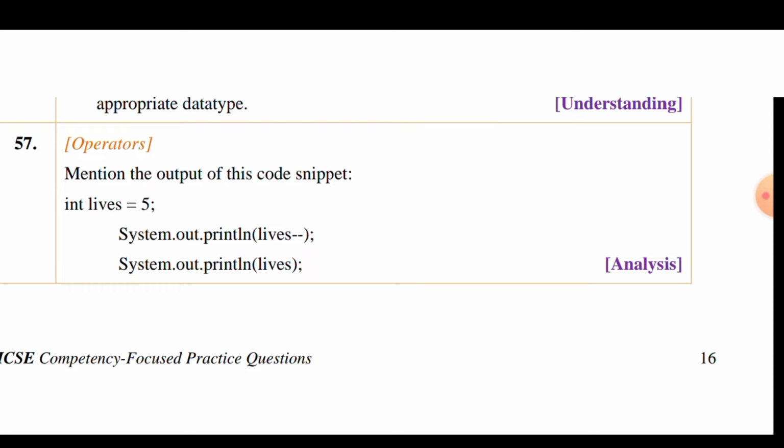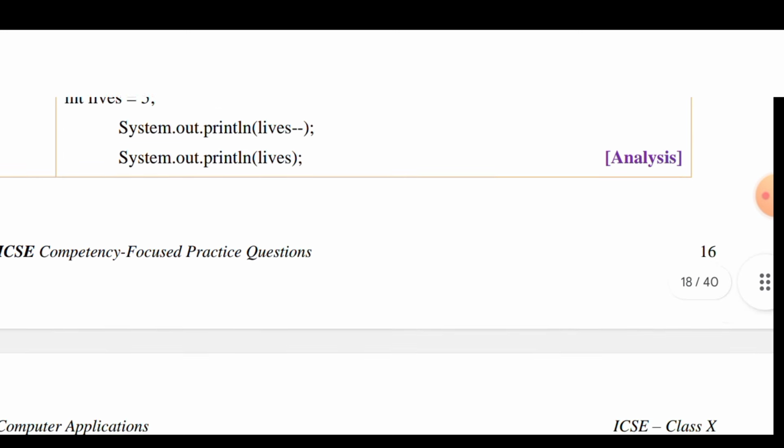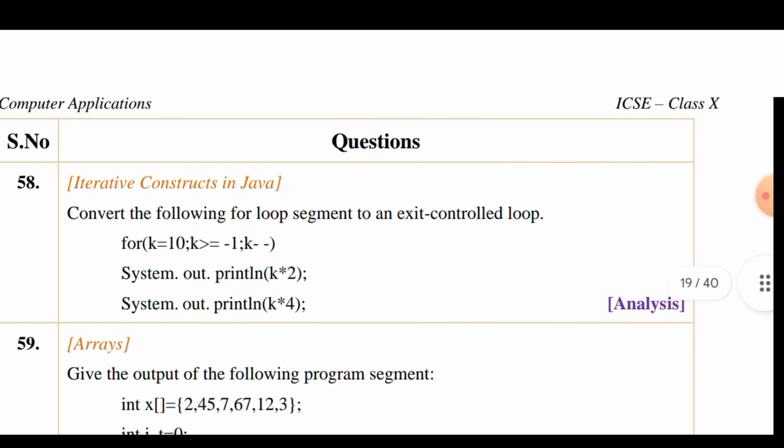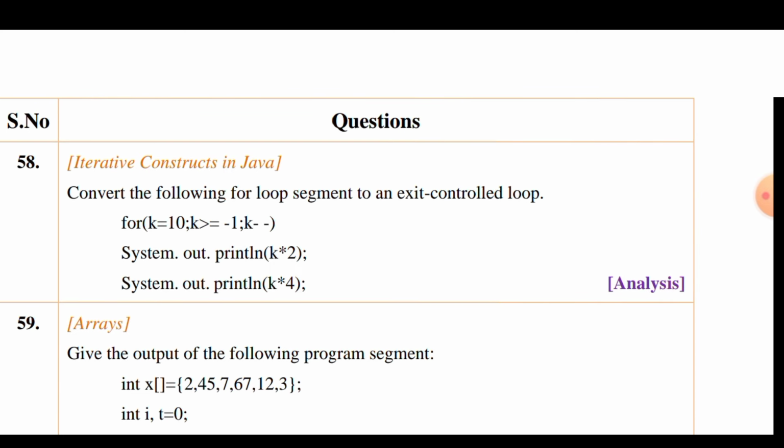So what will happen, first 5 will be printed, and in the next line 4 will be printed, because the current value of lives is 4. Let's go to question number 58. It is based on iterative construct.